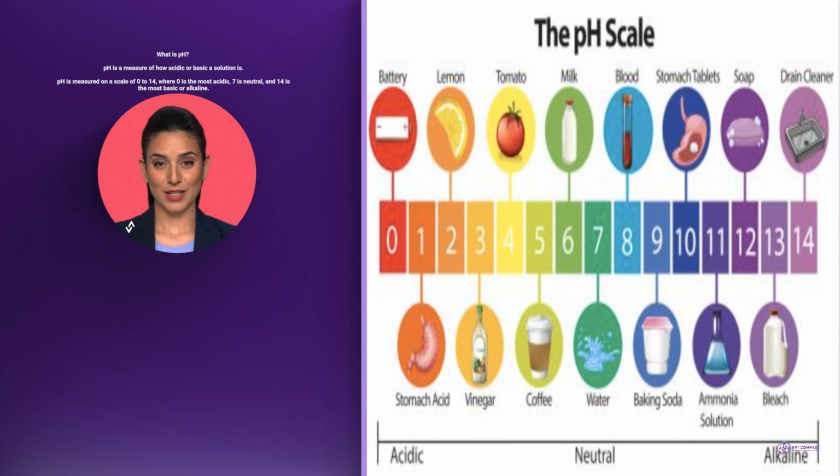pH is a measure of how acidic or basic a solution is. It stands for potential of hydrogen and is defined as the negative logarithm of the hydrogen ion concentration in a solution. pH is measured on a scale of 0 to 14, where 0 is the most acidic, 7 is neutral, and 14 is the most basic or alkaline.